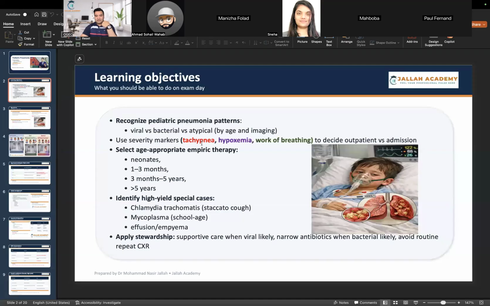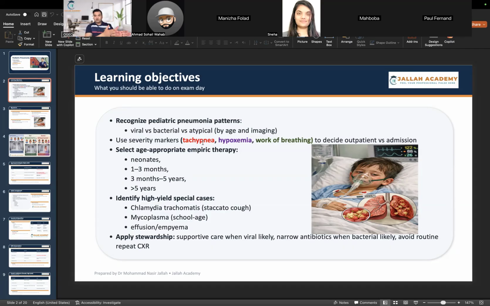Use severity markers. Tachypnea. Remember, tachypnea is one of those markers that's very important to know if you're dealing with respiratory issues. If you have tachypnea and the patient's respiratory rate is above 30, it means the patient has to be in ICU, because that shows respiratory failure is imminent, and it will happen if you're not taking care of the patient as soon as possible. Hypoxemia, work of breathing to decide outpatient versus admission.